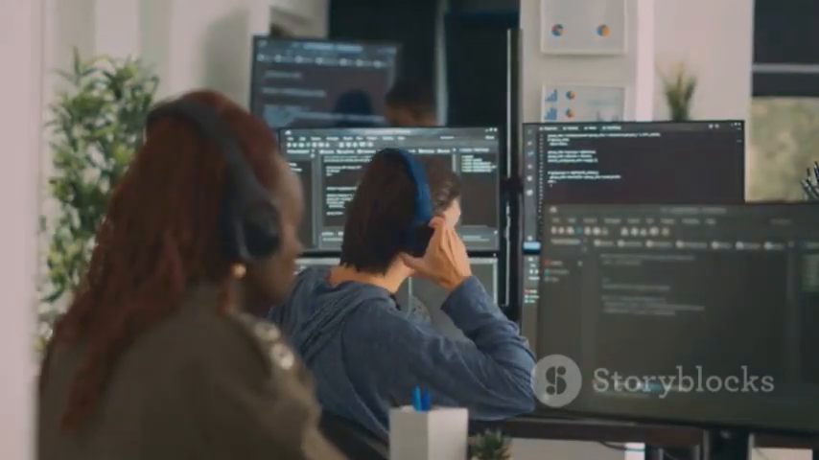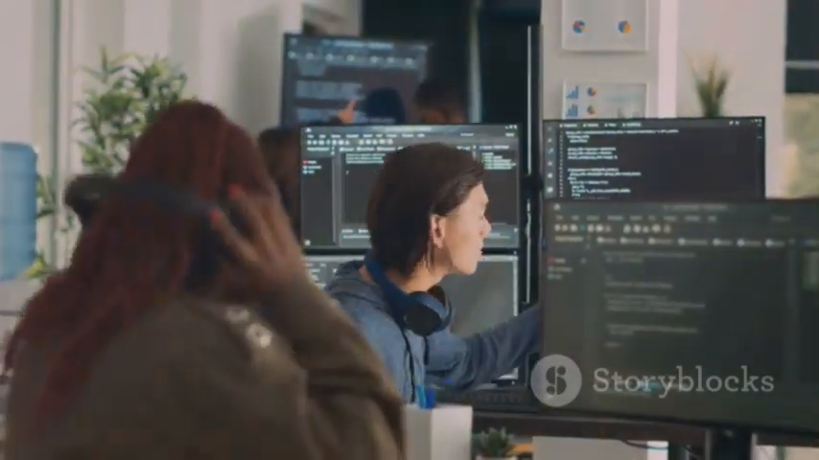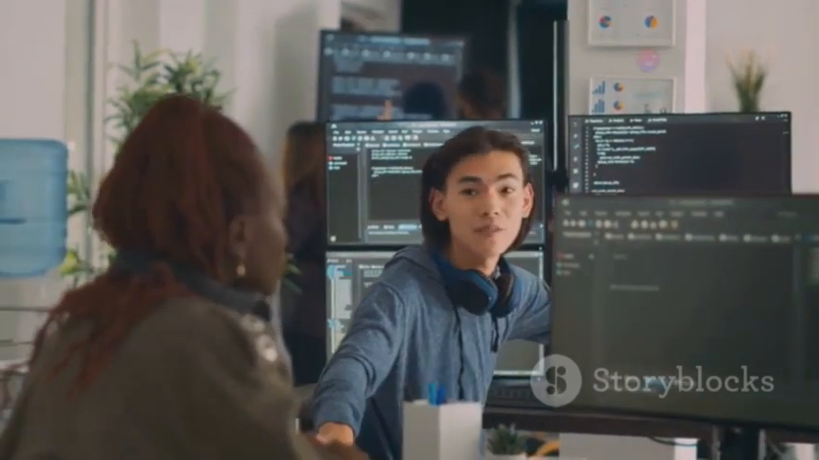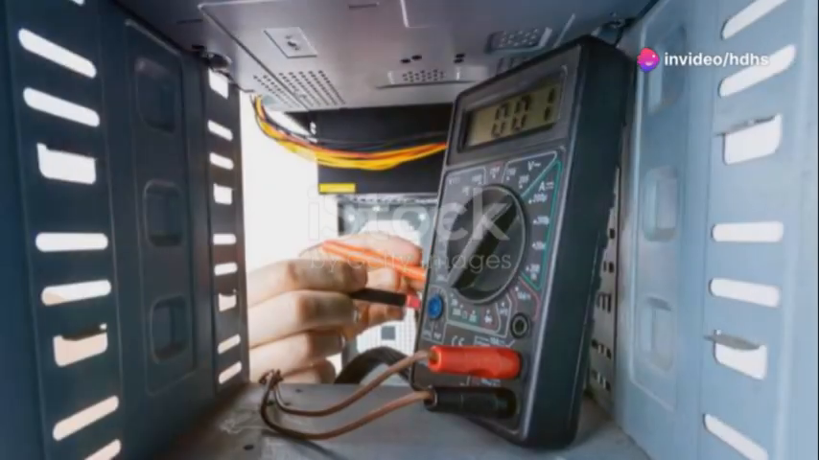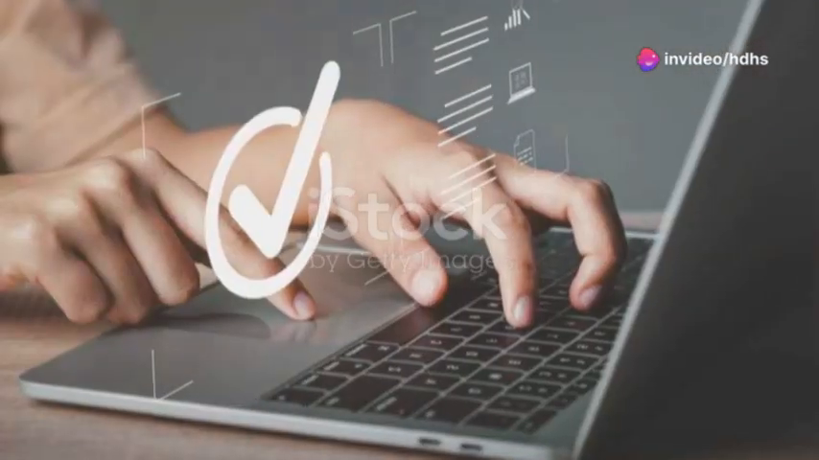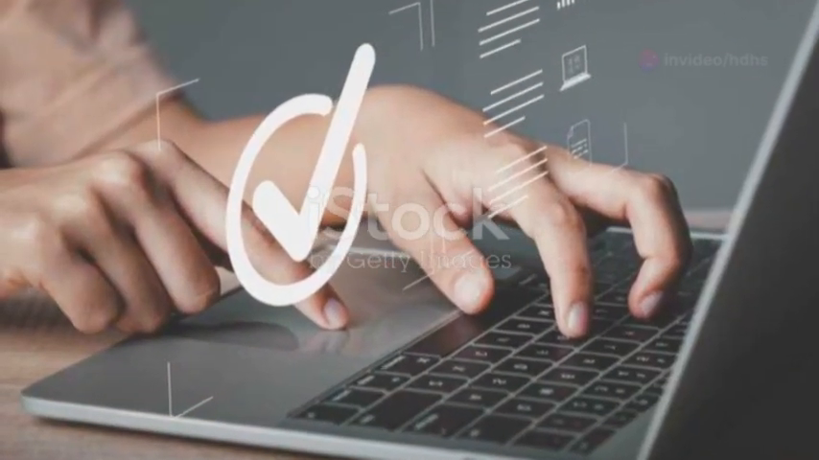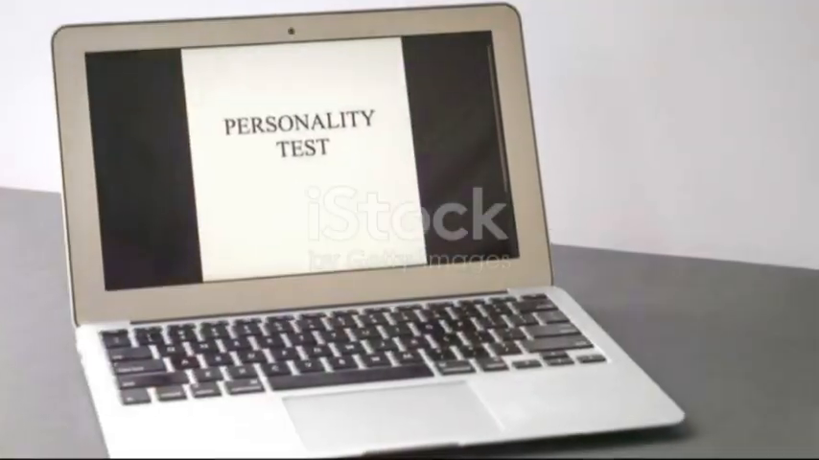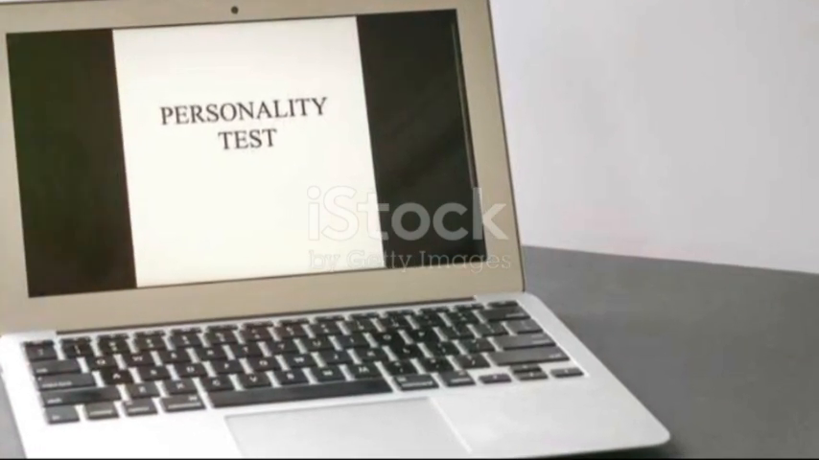System testing, which involves testing the fully integrated system as a whole to verify that it meets the specified requirements. And acceptance testing, which is conducted by the end users to validate if the system meets their requirements and is ready for deployment. Question 3. What are the different types of software testing?